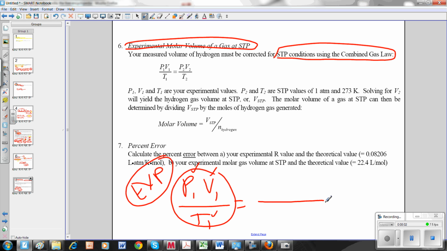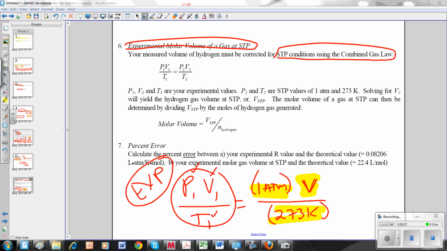Then you're basically going to solve for STP conditions. So we're going to put STP as 1 atmosphere here. Make sure the units cancel. The temperature would be 273 degrees Kelvin. And you're going to solve for the volume, what the volume would be at STP. So when you set this up mathematically, you're going to set it up to solve for what the volume would be at STP. You plug in all the values. Those are just known values for STP. Then you get your volume. You get your STP volume.